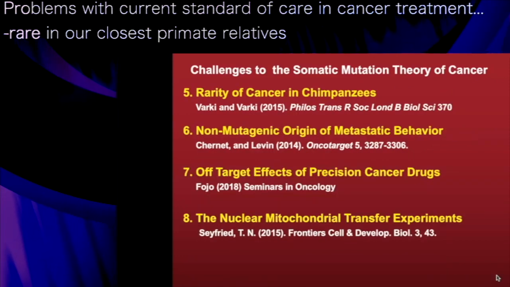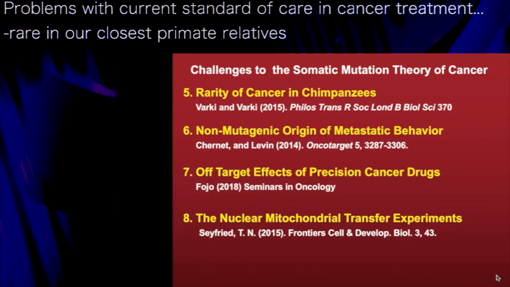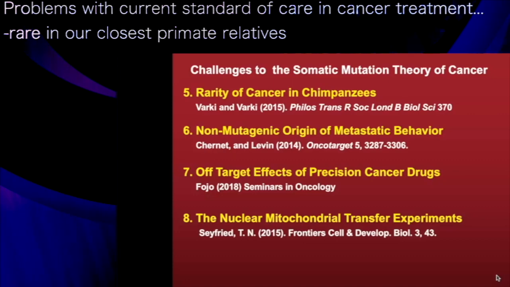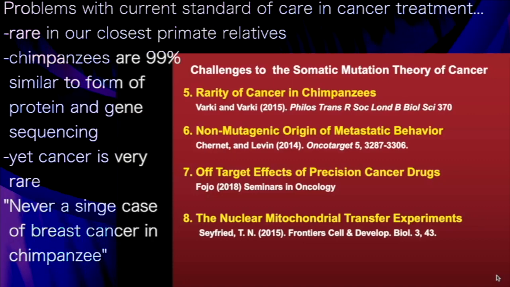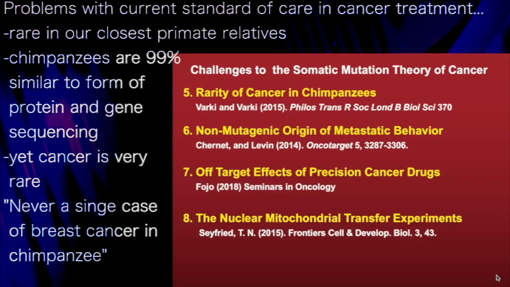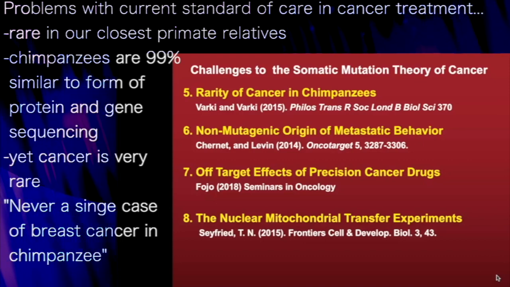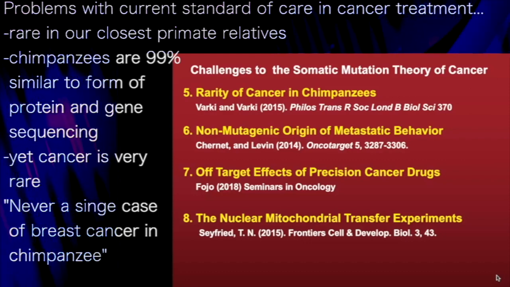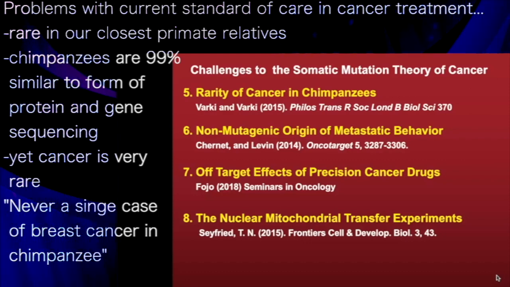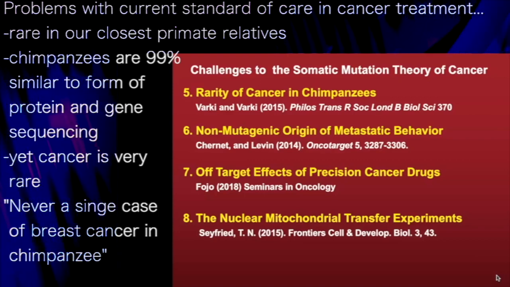Also, we have to consider the rarity of cancer in our closest primate relatives, the chimpanzees and gorillas. Cancer is extremely rare in chimpanzees. Chimpanzees are about 99% similar to us in form of protein and gene sequencing. Yet cancer is extremely rare. Indeed, there has never been a documented case of breast cancer in a female chimpanzee. Yet 46,000 women in the United States die from breast cancer each year. How is this possible? It's linked to diet and lifestyle issues.